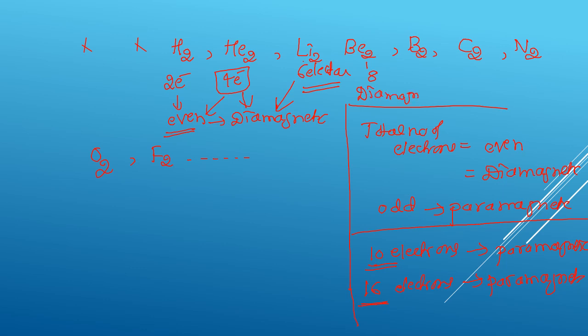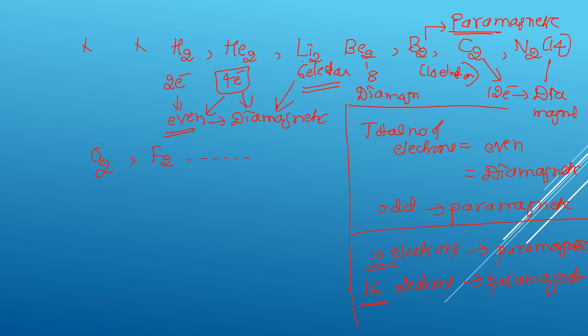But if you consider boron with atomic number 5, then in the boron molecule there are 10 electrons. Therefore, if a molecule has 10 electrons, even though the number is even, it is not diamagnetic, it is paramagnetic in nature. This is one exception. The boron molecule is paramagnetic. Carbon, atomic number 6. Therefore, in the carbon molecule, 12 electrons, an even number. Therefore, it is diamagnetic. Nitrogen molecule, atomic number 7, total number of electrons 14.